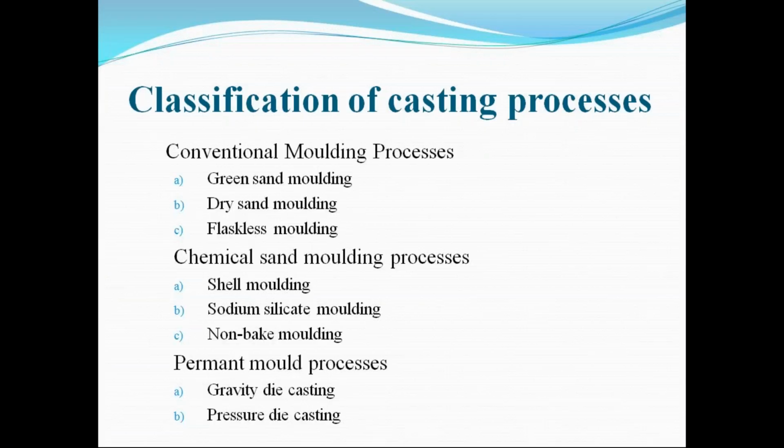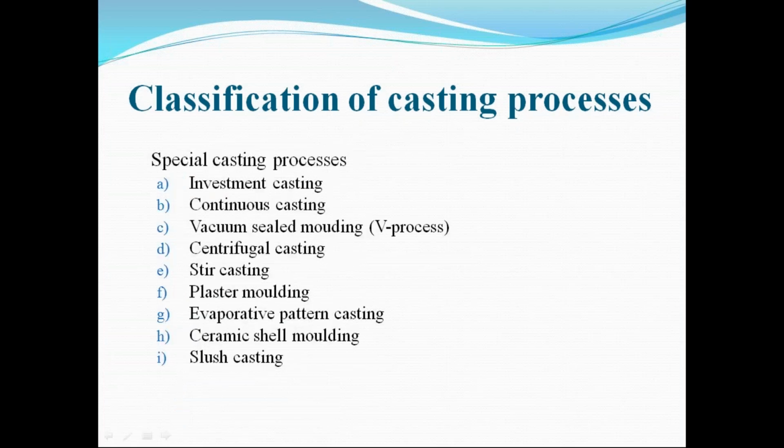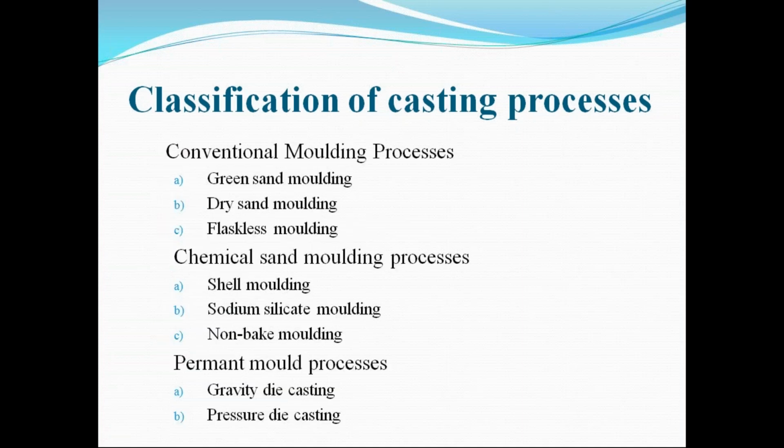Okay, so the next one is the classification of casting processes. There are lots of demerits we already studied, due to which further improvement happened. So these are the classification. There are mainly four types: conventional molding processes, chemical sand molding processes, permanent mold processes, and special casting processes. Under conventional molding processes, there are green sand molding, dry sand molding, and flaskless molding.